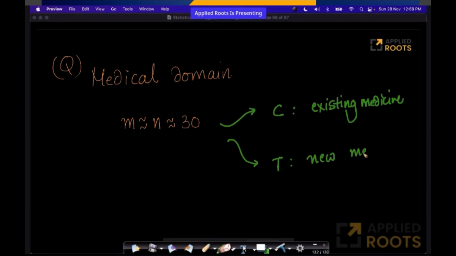Okay, then now you say, hey, again, it's all randomly split. There are 30 people in the control and 30 people in the treatment. Now you say, hey, does the new medicine reduce the blood pressure? Again, let's assume these are hypertension or high blood pressure patients. These are people with high blood pressure.